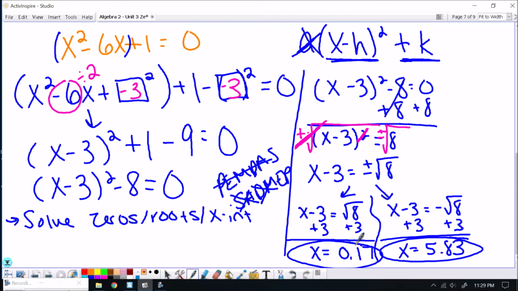So that gives us our 2 x-intercepts. Once again, if we plug those back into the original equation, we should get 0 back out, because y is 0 for x-intercepts.